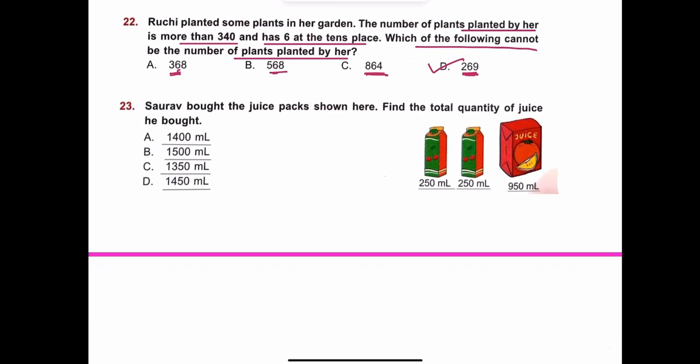Saurav bought the juice packs shown here. Find the total quantity of juice he bought. Okay, so these are the three given boxes of juice. Find the total. So 250 and 250, 500, and this is 950. So add this value like this. So we will get 0, 5 and 14. So option D.